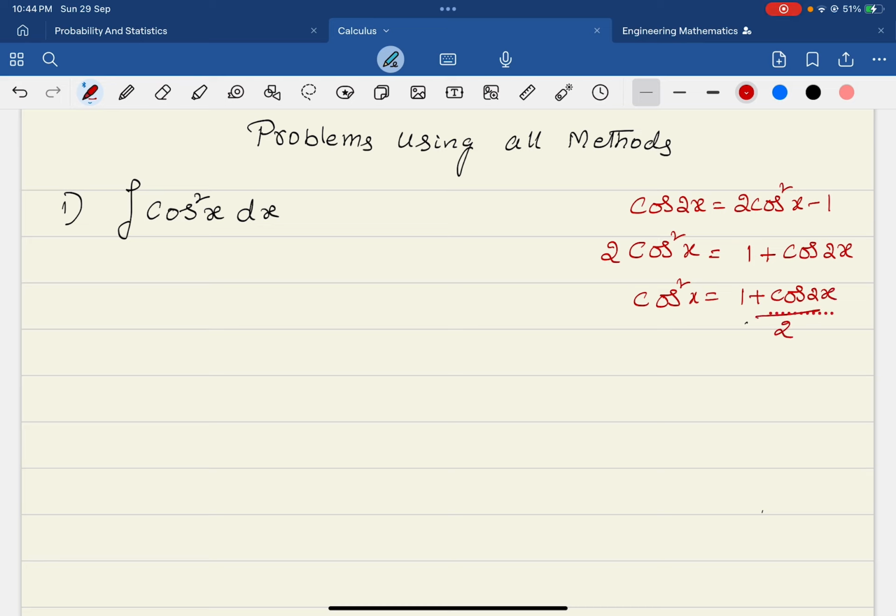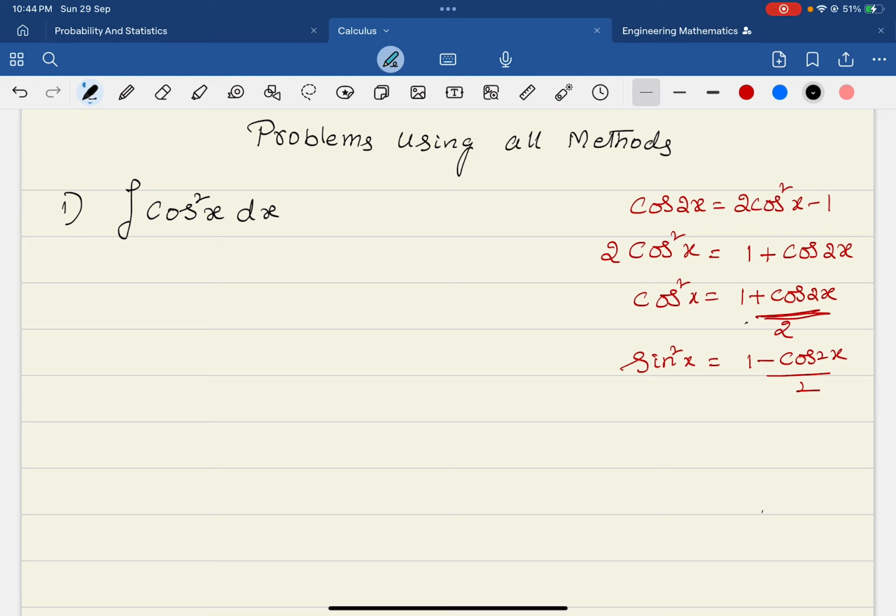In the beginning of my classes, I gave you 2 formulae: one for cosine square x and the other for sine square x. Sine square x can be written as 1 minus cosine 2x by 2, and cosine square x is 1 plus cosine 2x by 2. So remember these formulae: whenever we have cosine square and sine square, we have to use these 2 formulae.